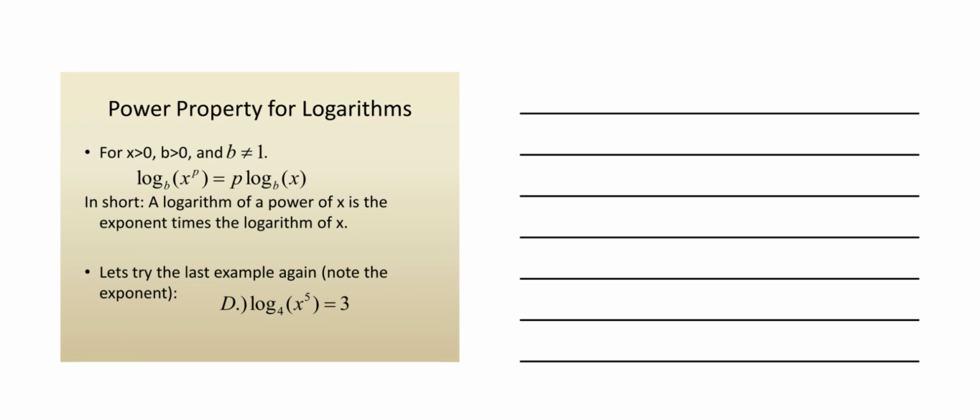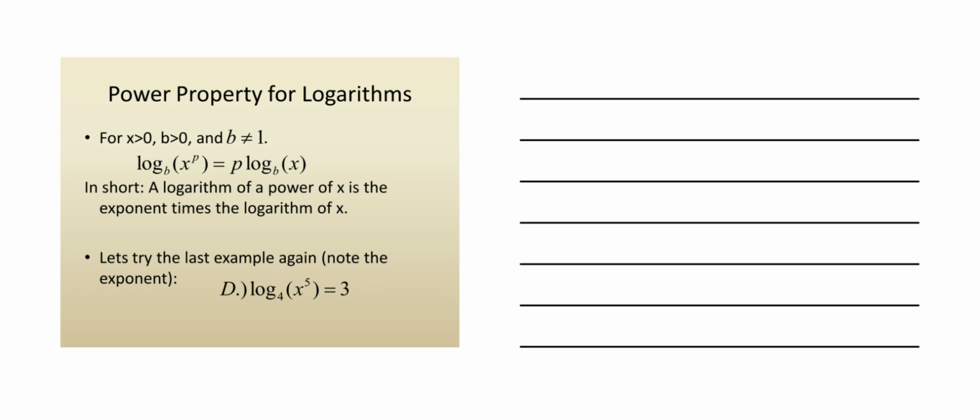Power property for logarithms. For x greater than 0, b greater than 0, b not equal to 1. It's similar to what we saw previously. Log base b of x to the p is equivalent to saying p times log base b of x. You may have heard me mumble it before in previous videos. But in short, a logarithm of a power of x is the exponent times the logarithm of x. So to keep it simple, a log allows us to bring down exponents as long as it's a common exponent. Be aware of that.